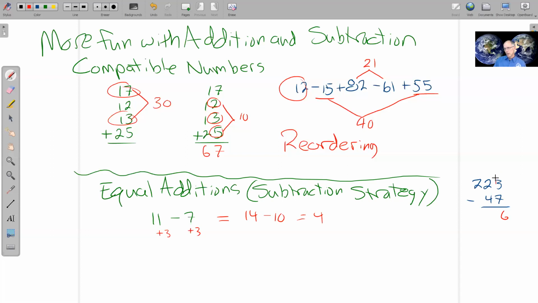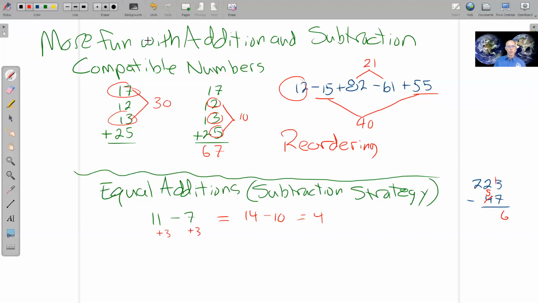Now I can't just make that a 13 without adjusting things, and the equal additions adjustment is since I added 10 there to the top number, I add 10 to the bottom number, but in the next place. So here's my equal addition. I added 10 to the top and 10 to the bottom. That allows me to come up with that 6 there.